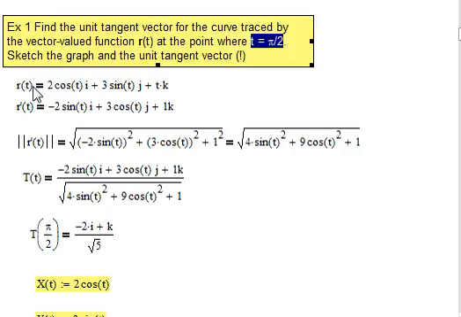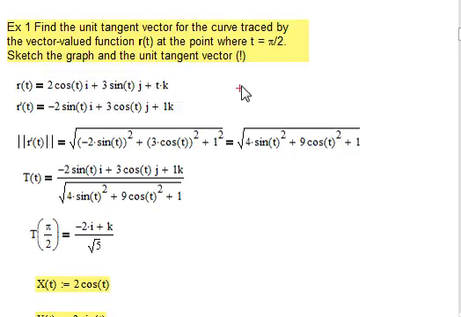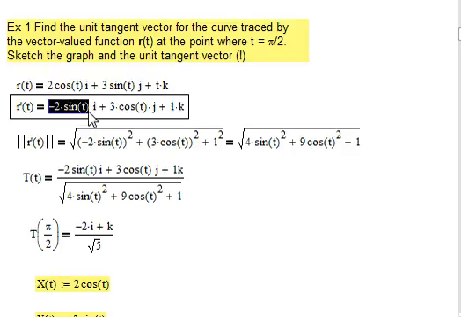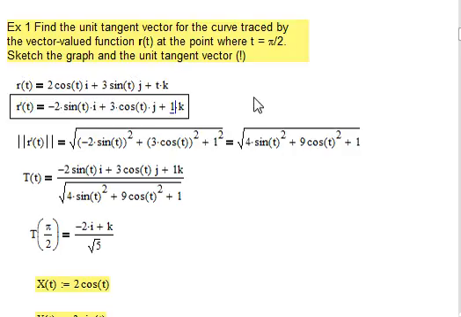So if this is our vector r of t, 2 cosine t i plus 3 sine t j plus t k, you might recognize that as a helix. We've seen something like that before. r prime of t would be negative 2 sine t i plus 3 cosine t j plus the derivative of t, which is 1 of course, so 1 times k.